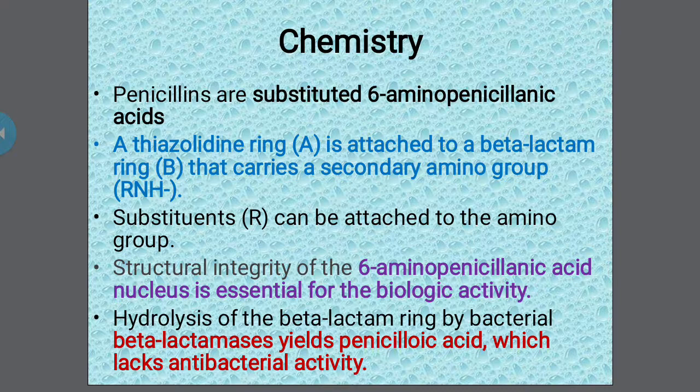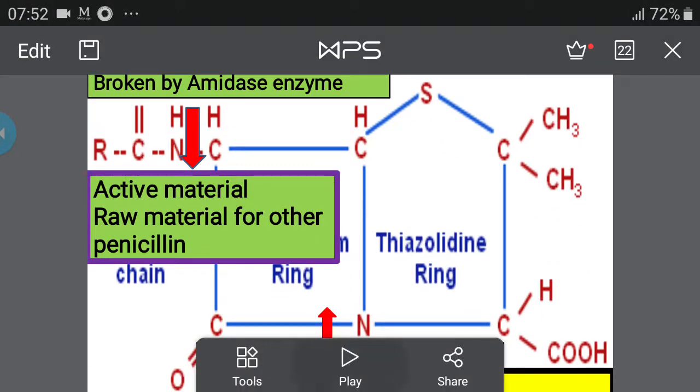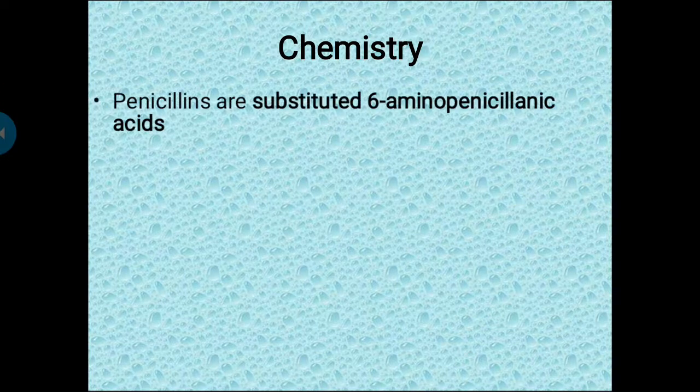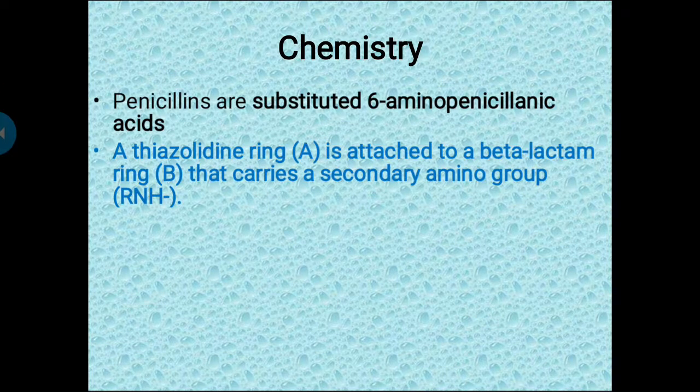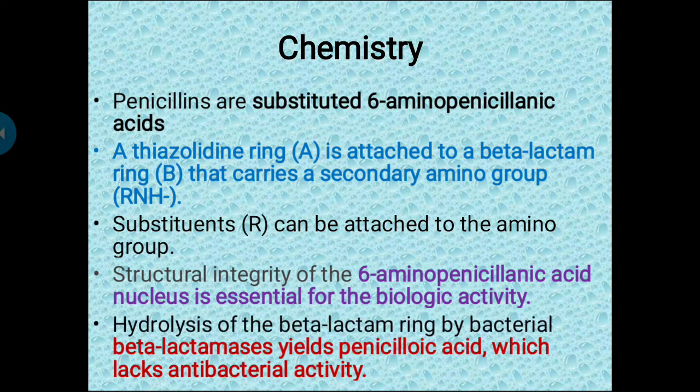Substitutions can be attached to this amino group. The structural integrity of the 6-amino penicillanic acid nucleus is essential for biological activity. Hydrolysis of the beta-lactam ring by bacterial beta-lactamase yields penicilloic acid, which lacks antibacterial activity. So there are 2 enzymes I have discussed. This is the chemistry. It is a substituted 6-amino penicillanic acid, and after the action of beta-lactamase, there is only penicilloic acid, which lacks antibacterial activity.